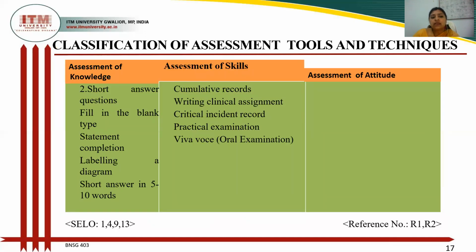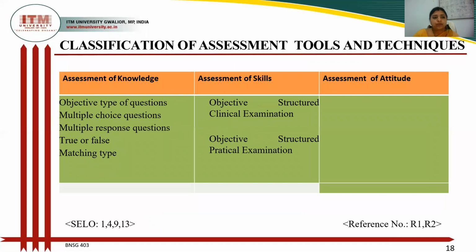Further, knowledge assessment can be done with the help of short answers, that is by using fill in the blanks, statement completion, labeling of a diagram, or short answers in 5 to 10 words. And in assessing skills, we can go for cumulative records, writing clinical assignments, critical incident record, practical examination, viva, and oral examination. Objective type questions can be used: multiple choice questions, multi-response questions, true or false questions, and matching type. These are all the assessment types for assessing knowledge. And for skills, it might be the objective structured clinical examination or the objective structured practical examination.